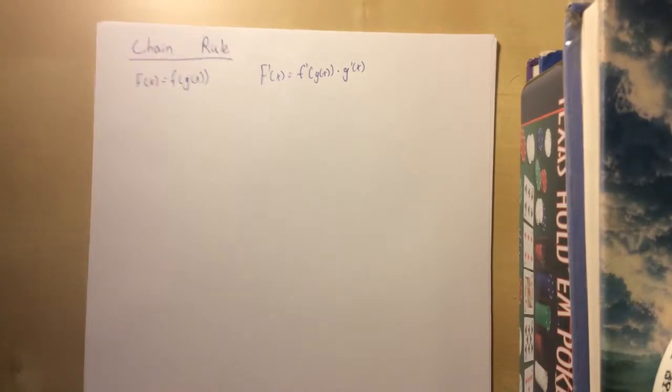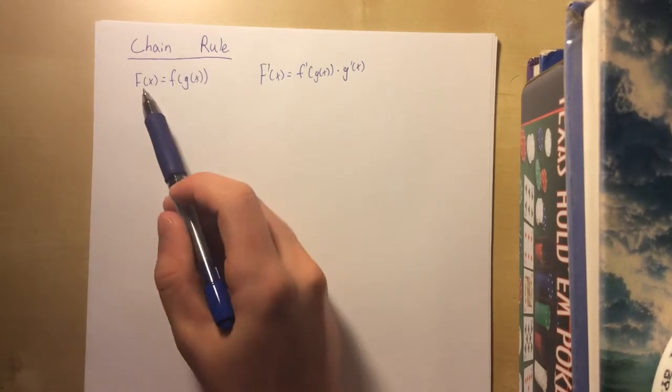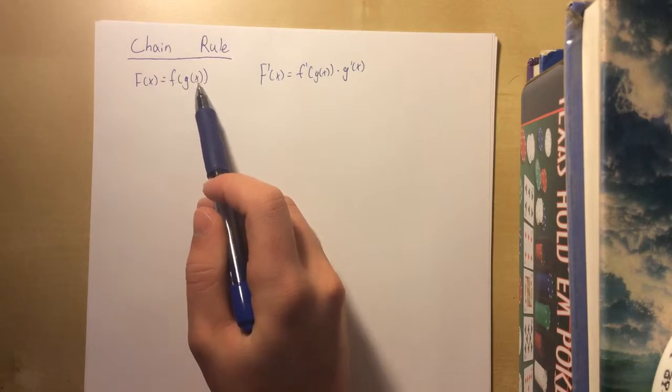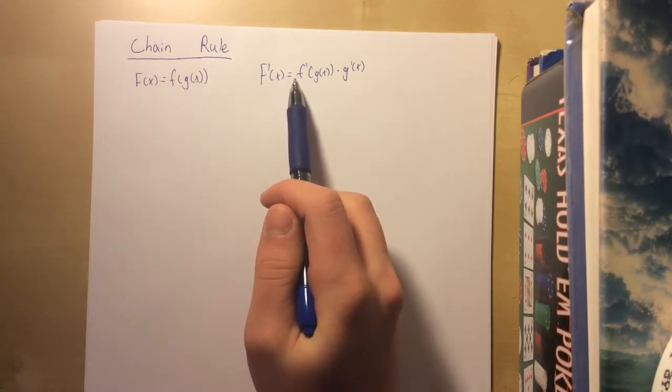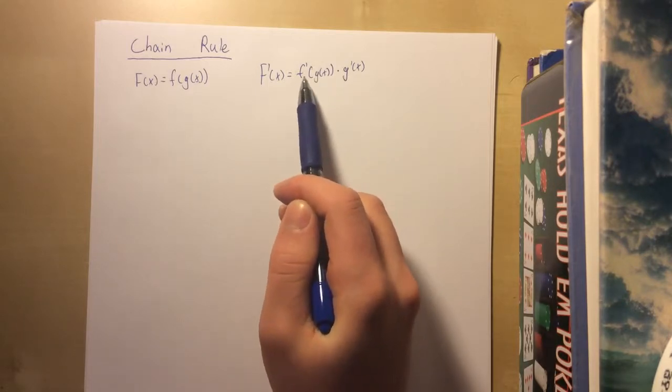Now let's talk about the chain rule. Chain rule is a really important rule that you guys are going to want to have a good grip on. You guys are going to be using it a lot over the year, and we're basically saying that if we have a function f of x that's a function of a function, so we have f of g of x, the derivative is going to be the derivative of the first function times the derivative of the second function.